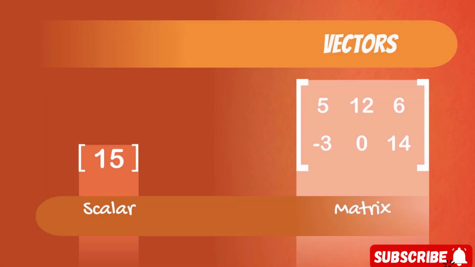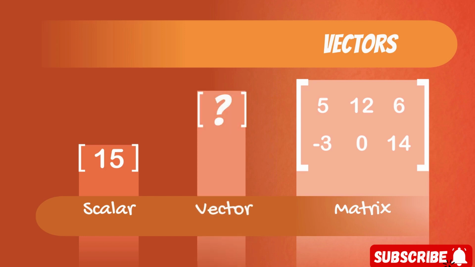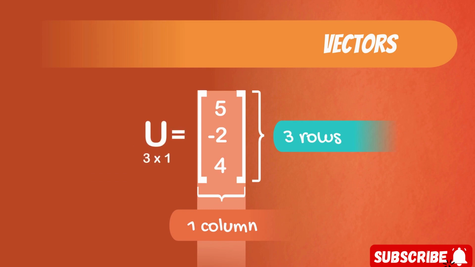Next on our list are vectors. Vectors are also very common objects in linear algebra. They sit somewhere between scalars and matrices as they have one dimension. Here's a vector with three elements, 5, -2, and 4. Notice that this vector is nothing more than a 3x1 matrix. Its single dimension is the number of rows it has.